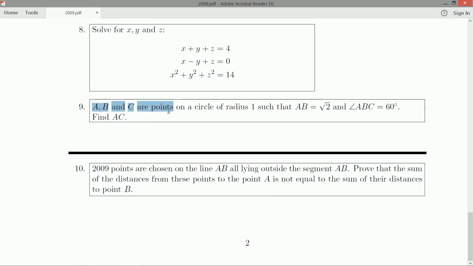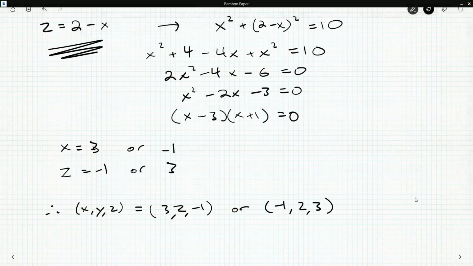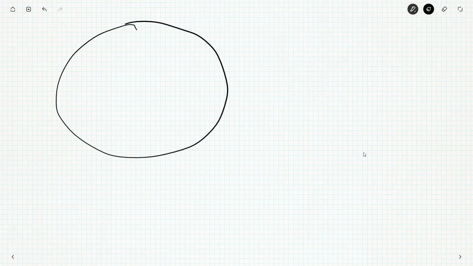A, B, and C are points on a circle of radius 1, such that AB is root 2, and already I'm thinking, okay, connect that chord up to the center and you've got a right angle triangle. And angle ABC is 60 degrees. Find the length of AC. Let's draw a quick picture here. A bit ovally for my taste, but it doesn't really matter as long as we understand the picture.